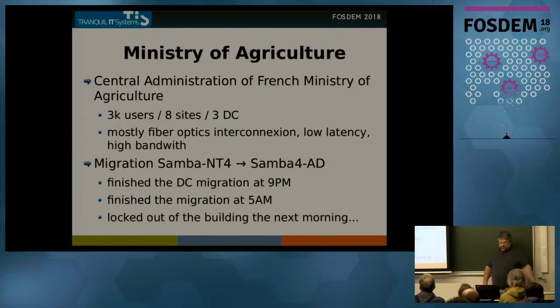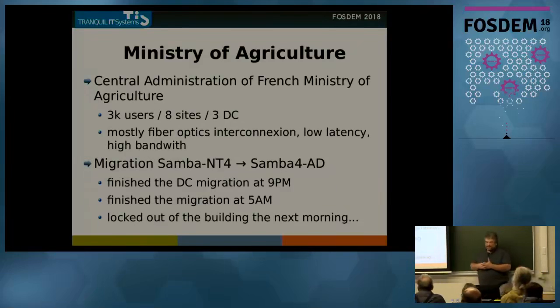So another project we did recently, the Ministry of Agriculture in France. It's 3,000 users on 8 sites and 3 DCs with fiber optics between all the sites. It was great, no latency and everything. So it was just a migration of one domain from NT4 to Samba AD. And Samba is the easy part.